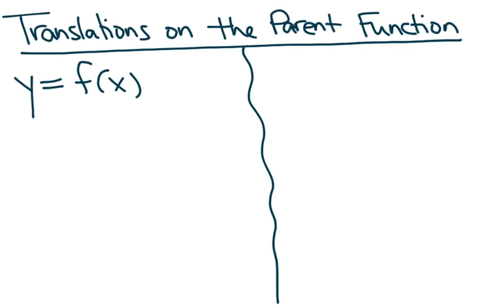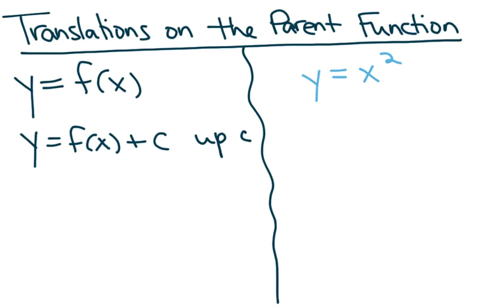What we're going to do is we're going to do translations on the parent functions. This is a review from Algebra 2. So when you added a number to an original function, that would move the graph up this many units. So for example, let's use y equals x squared because that's mostly familiar to us since we spent so much time in Algebra 2 talking about y equals x squared. If I do y equals x squared plus 4, because I'm adding 4 to the original graph, that parabola moves up 4 units.